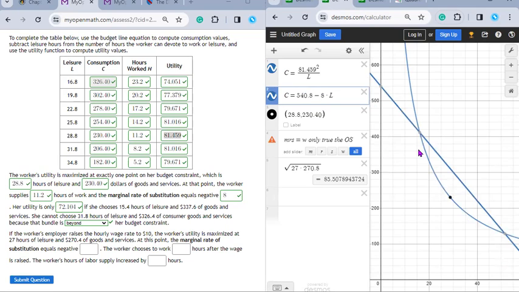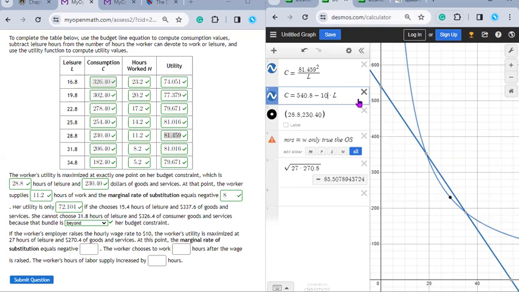Okay, so that's a parallel shift outward of the budget line, right? So if I undo that, notice it's a parallel shift out. But then we've got to change the wage rate, right? The wage rate is now 10. So this is going to make it steeper. So the budget line shifts outward and then rotates, right, when we change the wage.